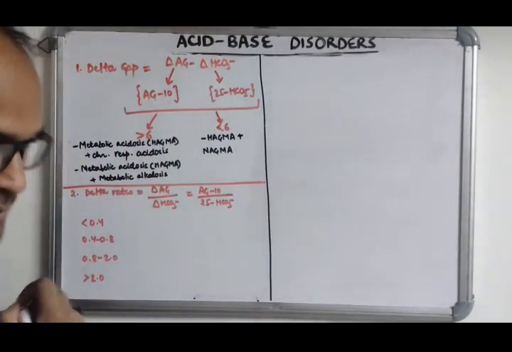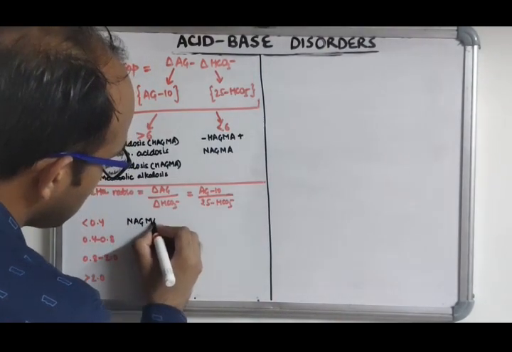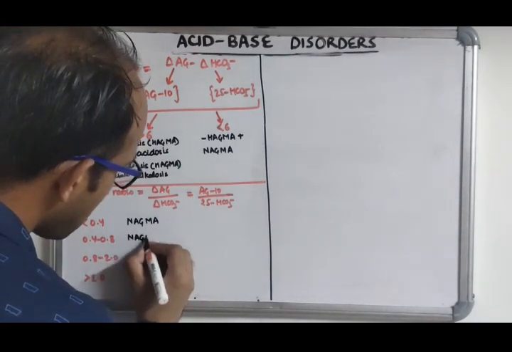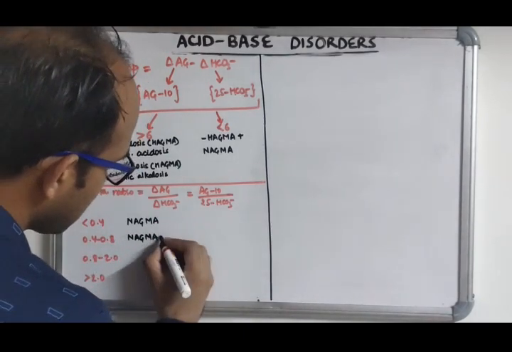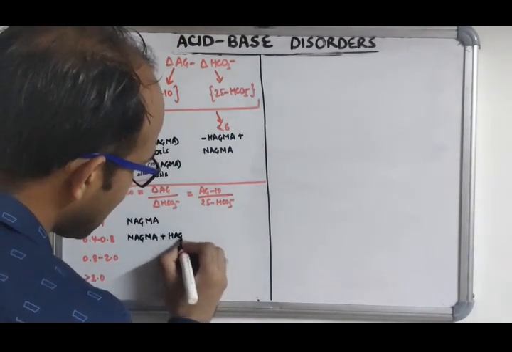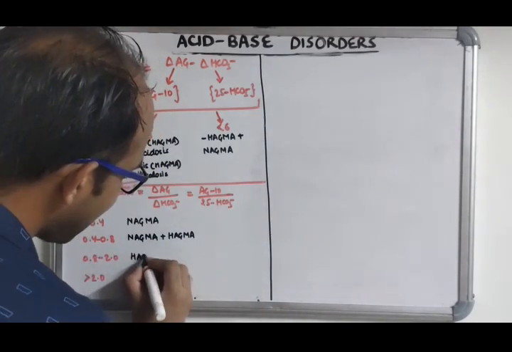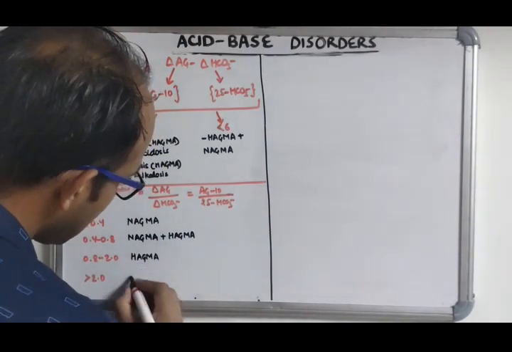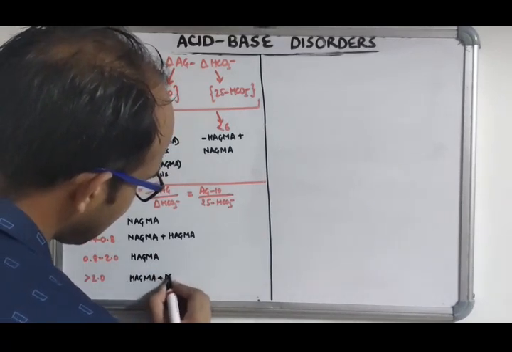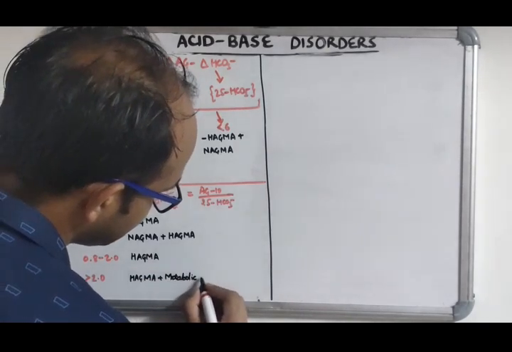So if it is less than 0.4, then patient is having pure non-anion gap metabolic acidosis. Here it is non-anion gap or normal anion gap metabolic acidosis plus high anion gap metabolic acidosis. Here it is pure high anion gap metabolic acidosis. Here it is high anion gap metabolic acidosis plus concomitant metabolic alkalosis or chronic respiratory acidosis.